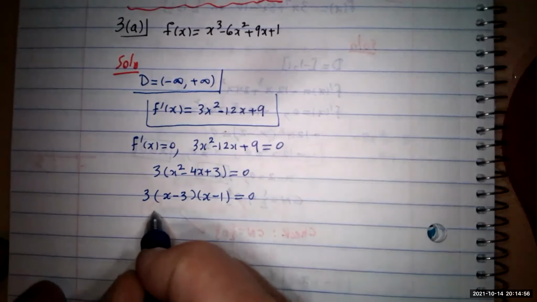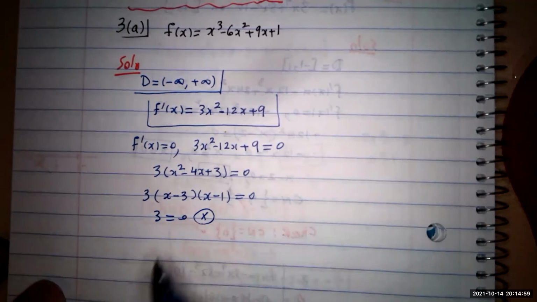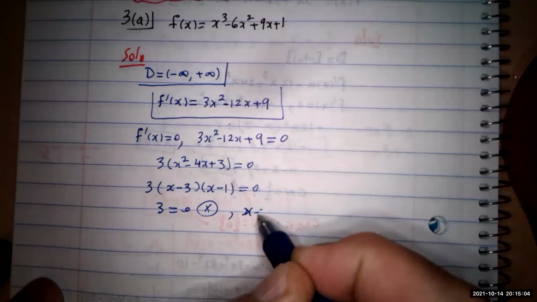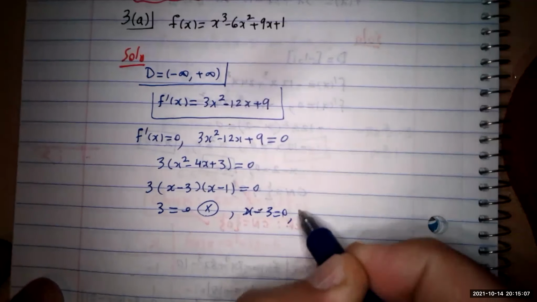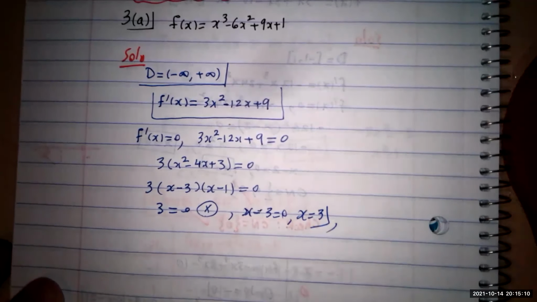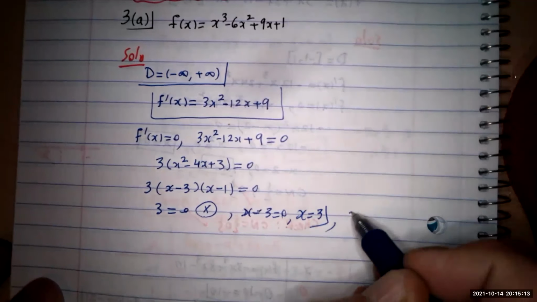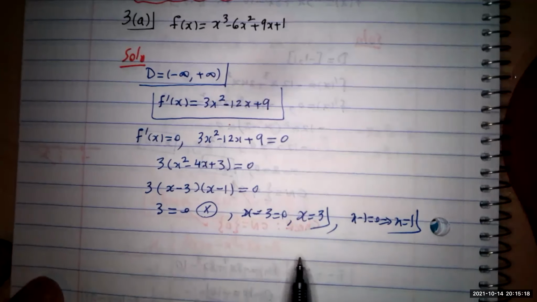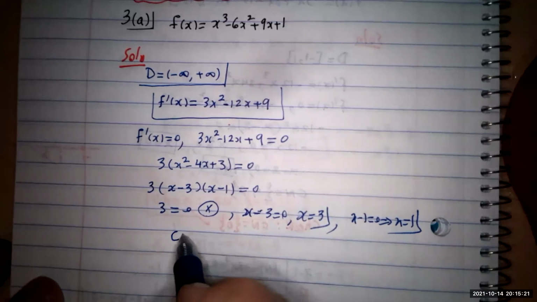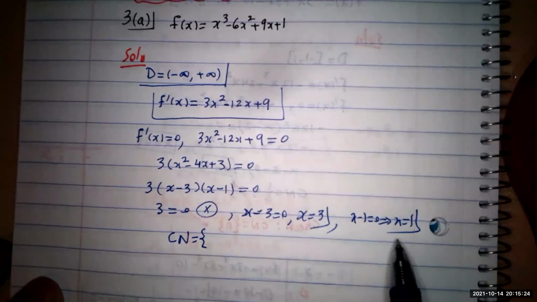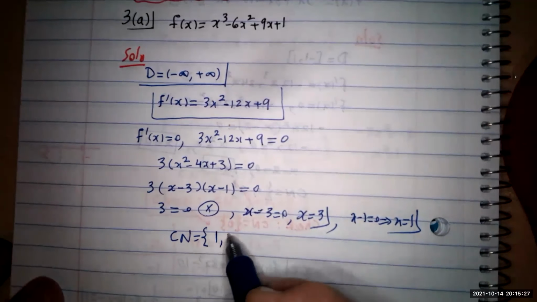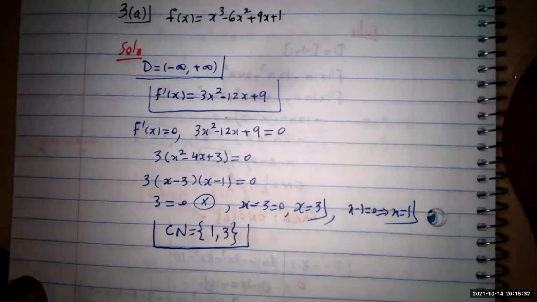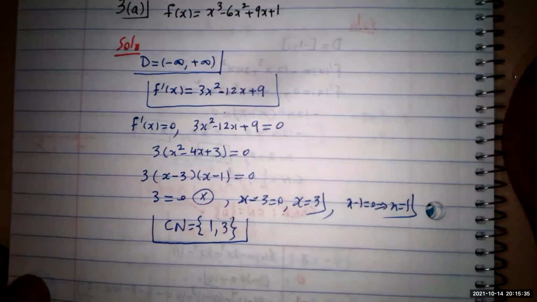So factors equal to 0: 3 equal to 0, never, it's impossible. But x minus 3 equal to 0 gives you x equal to 3, one solution, and x minus 1 equal to 0 gives you x equal to 1. So we are going to have two critical numbers. The critical numbers are going to be 1 and 3. That is your critical number. You don't have to check because it's automatically in the domain of your function. That's going to be step 1.